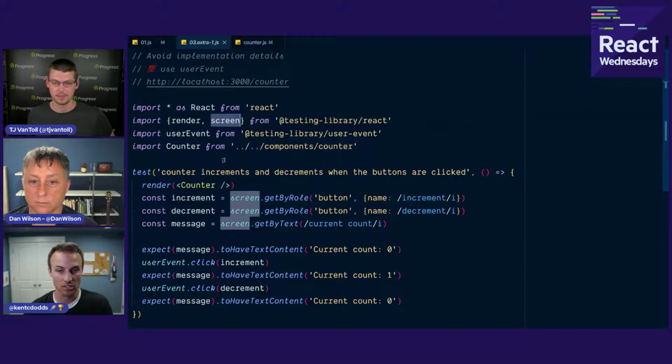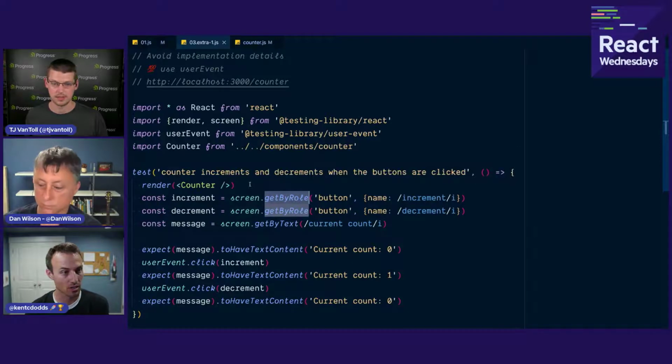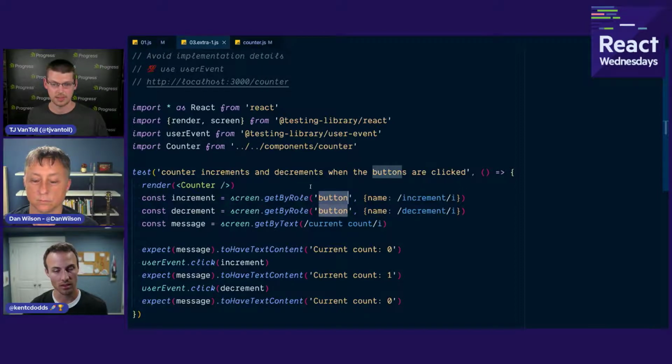And then screen is for getting stuff off of the screen, for querying around the screen. We have all of these queries that we give you so that you can get a lot of confidence about the elements that are being rendered. For example, the most useful query, and the one that you should be using most of the time, is getByRole. This is referencing the accessibility role that is implicit most of the time. A button has an implicit role of button.